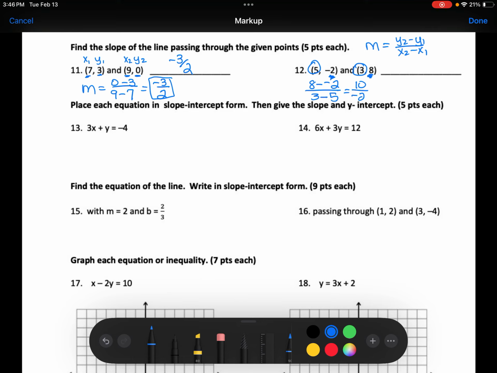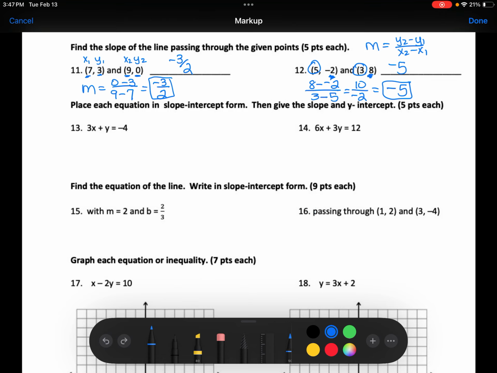And then we're going to simplify that. If you leave it in that form, 10 over negative 2, you're going to get points taken off. So 10 over negative 2 simplifies to just negative 5, and that's what my slope is, negative 5. Okay, that's finding slope. You need to know how to do that. We're also going to find slope down here, number 16, but we'll get to that in a minute.